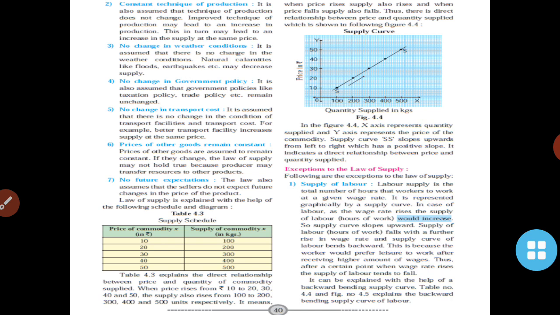It is also assumed that the technique of production does not change. Improved techniques of production may lead to an increase in production. This in turn may lead to an increase in supply at the same price. We have seen that companies are changing. They are buying new machineries to increase production, but there are a few things where they are still using their old techniques.